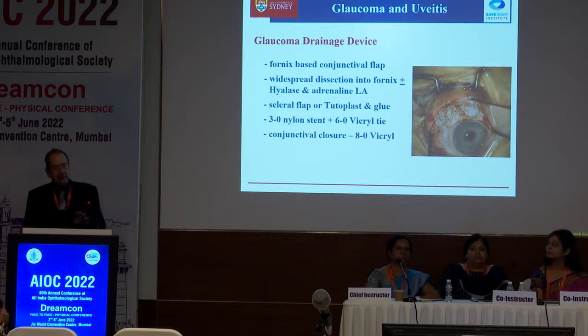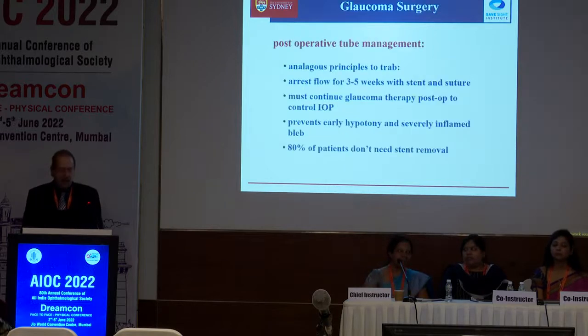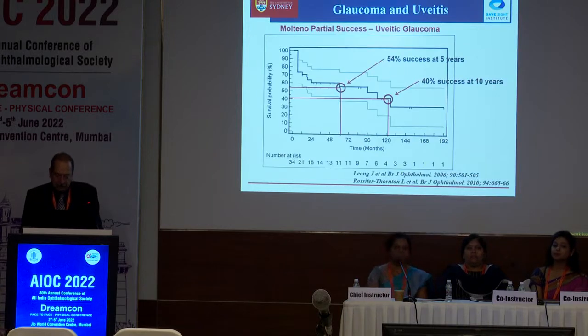We close the conjunctiva with 8-0 Vicryl and actually tie the tube off for the first few weeks so that a nice capsule, a nice bleb forms around the tube, around the glaucoma drainage device plate, and so that in about 5 or 6 weeks, when the Vicryl suture pops, flow starts into a preformed space. So really you need to continue using the glaucoma medications even post-operatively. If there's any hypotony or inflammation, one needs to control that very, very well.